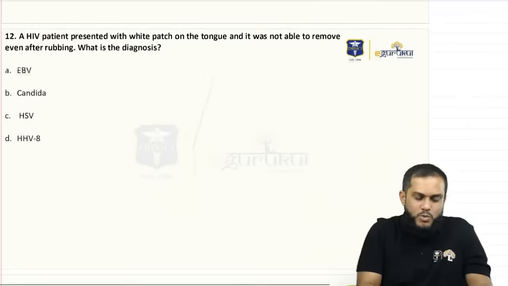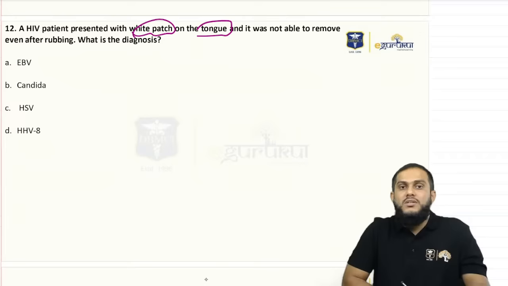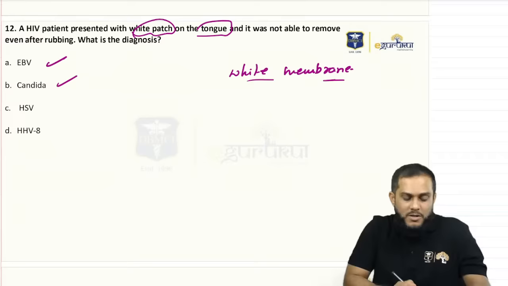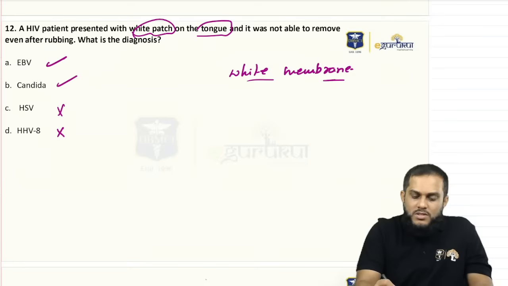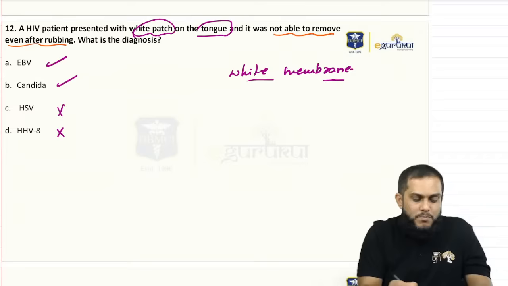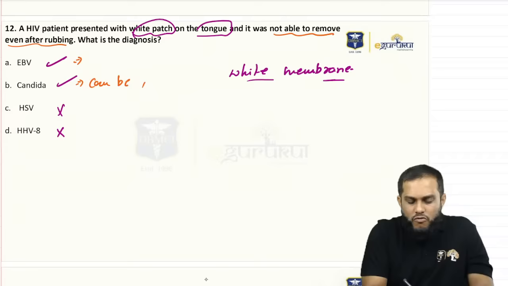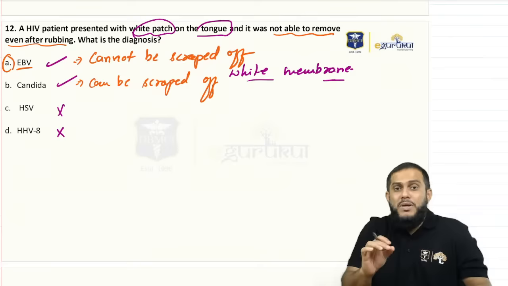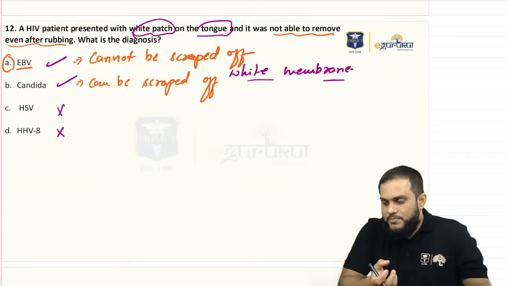An HIV patient presented with a white patch on the tongue. There are many differential diagnoses of a white membrane, but among the options, a white membrane is seen in Epstein-Barr virus and Candida, and is not seen in herpes simplex virus and human herpes virus 8. Further, the question continues that the white patch was not able to be removed even after rubbing. Remember, a white patch can be scraped off in the case of Candida. It is not easy, it is difficult, but it can be. A white patch cannot be scraped off in the case of Epstein-Barr virus. That's why the answer is Epstein-Barr virus. There are many differential diagnoses for a white patch.